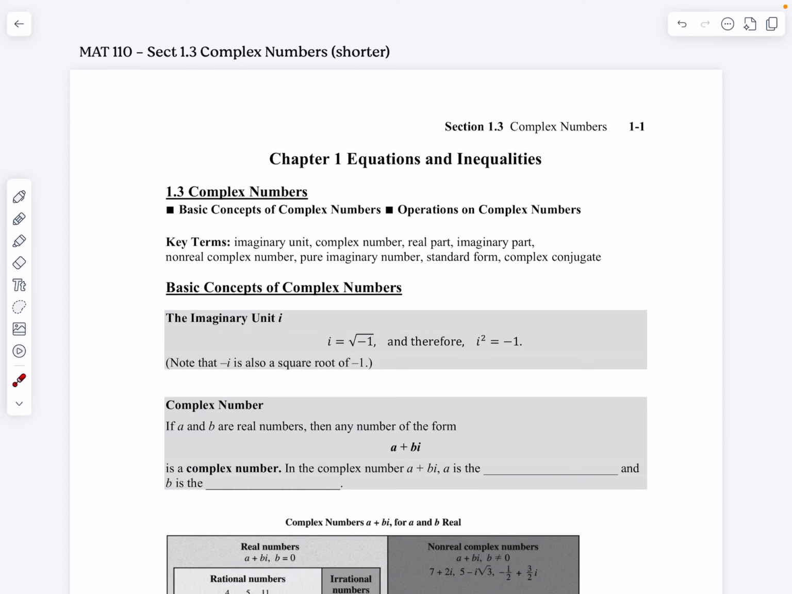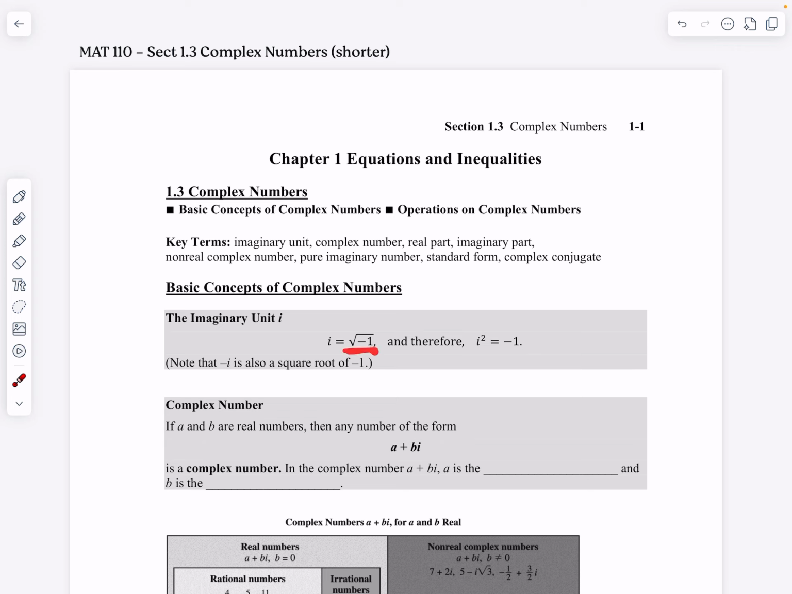So we're going to be talking about complex numbers in this section, section 1.3. Complex numbers have imaginary numbers within them. An imaginary number is one that has an i, and i just means the square root of -1.